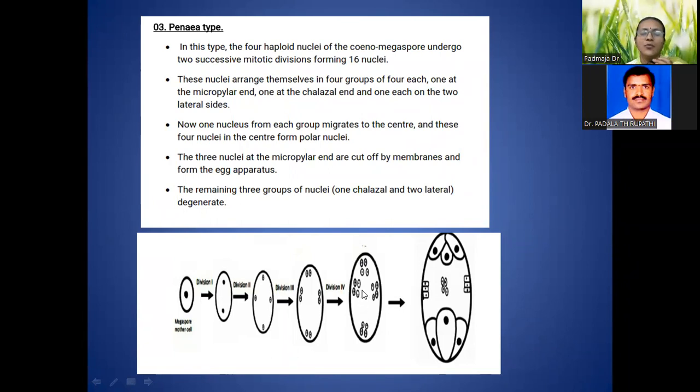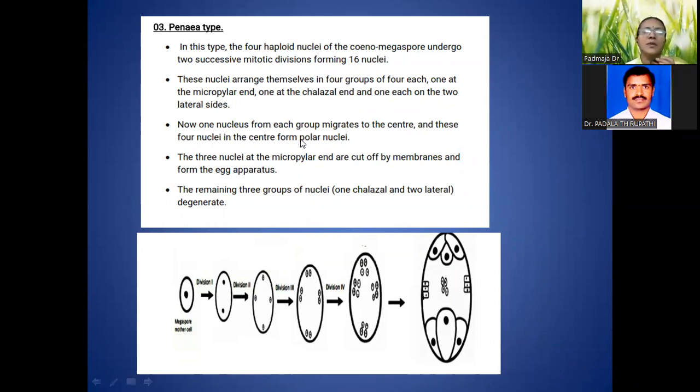As a result, 2 are forming, and at the chalazal end again one will be migrating to the center. As a result, 4 nuclei are there here, and a male gamete fuses with these 4 nuclei. As a result, a 5 nucleate endosperm is formed in this embryo sac.